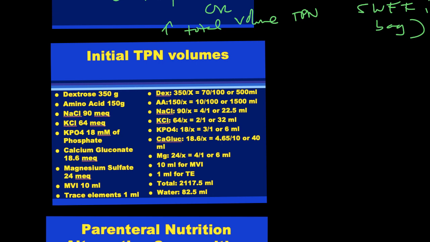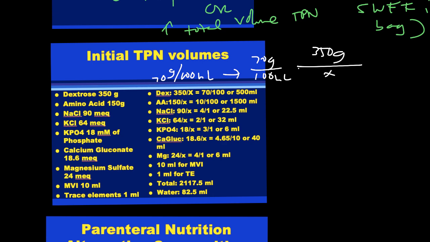Okay, so I'm just going to show you how she got some of these numbers. Once I show you 2 or 3, you should be able to get the rest. So dextrose comes in a concentration of 70 grams per 100 milliliters, 70%. You need 350 grams. Solve for X. X gives you 500 milliliters.